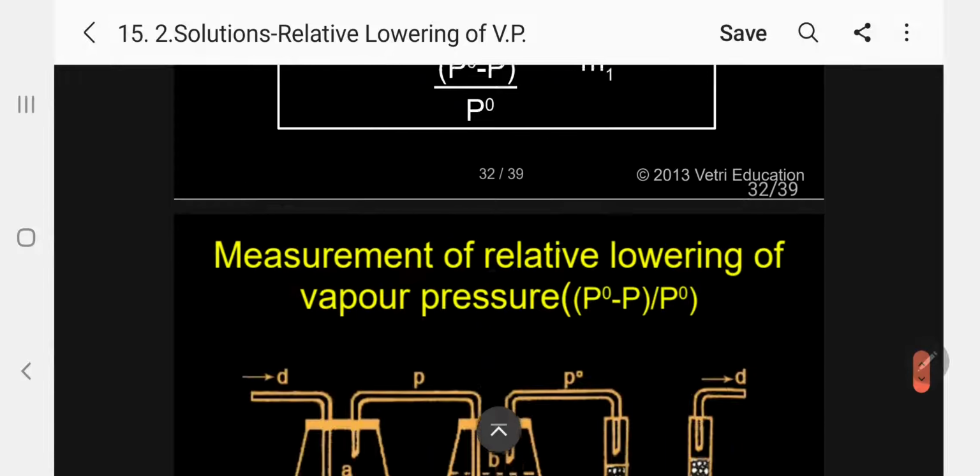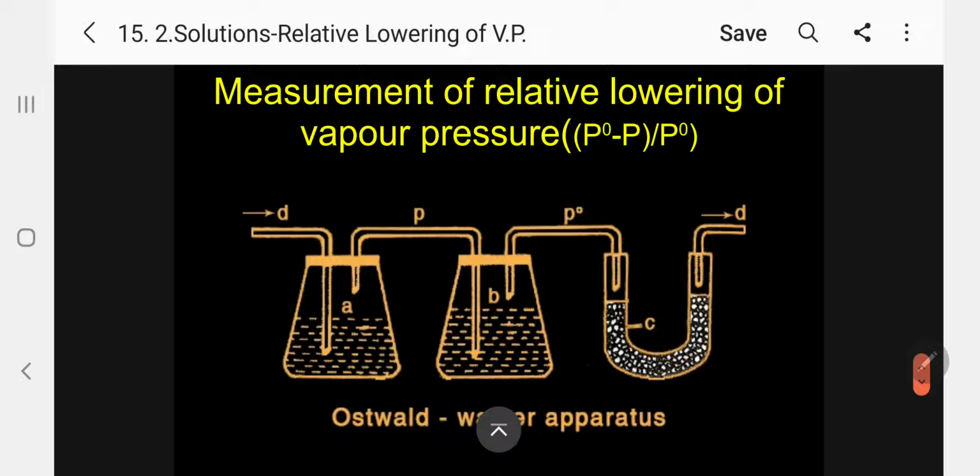So now let me go for measurement of relative lowering of vapor pressure. Kindly follow. I am having this apparatus. This method is called Ostwald and Walker method, by which the relative lowering of vapor pressure can be measured.